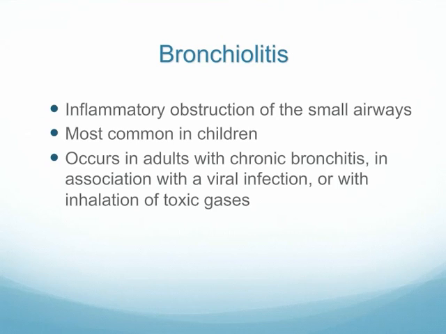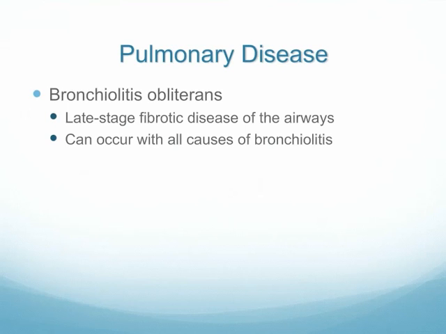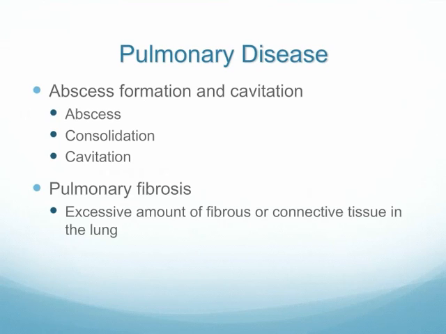Bronchiolitis is a condition where we have inflammation of the small airways. Very common in children, could be caused by a viral infection in children. It can occur in adults, usually in adults who have chronic bronchitis, which is part of our whole COPD mechanism. It's usually associated with viral infections, but can also be associated with inhalation of toxic gases. In late-stage fibrotic diseases, such as cystic fibrosis, we can see bronchiolitis obliterans, and I mentioned that earlier. This can also happen in late stages of bronchiolitis.